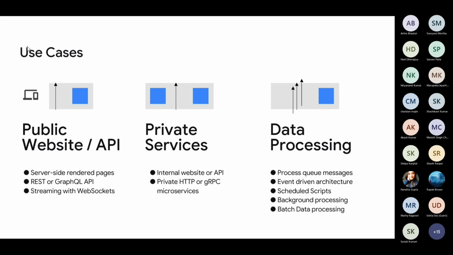So these are some use cases, I guess. For public websites and APIs, public and private services, and data processing, you can use Cloud Run: containerize your applications and run those services. Next.